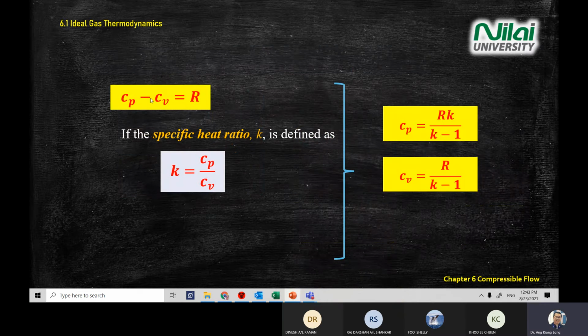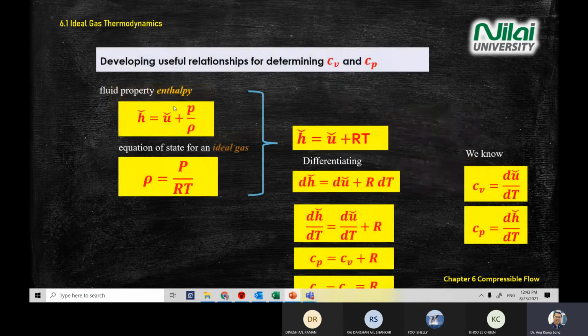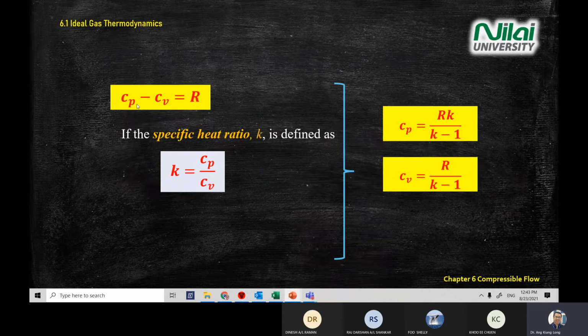So this is what we found just now: Cp minus Cv equal to R. And if we define the specific heat ratio k as Cp divided by Cv, you can write Cp equal to R k divided by k minus 1.